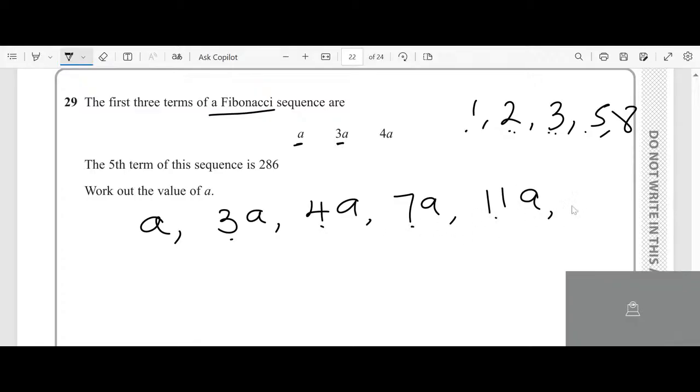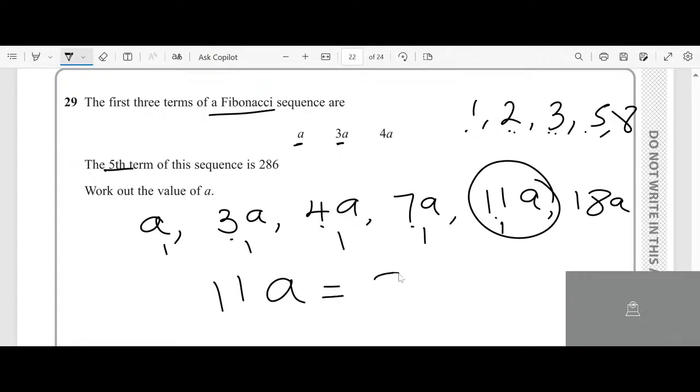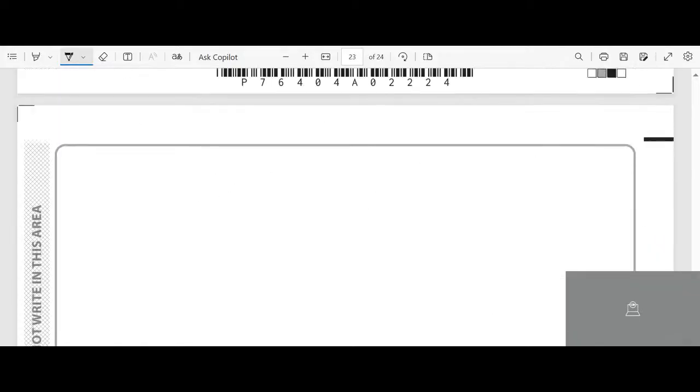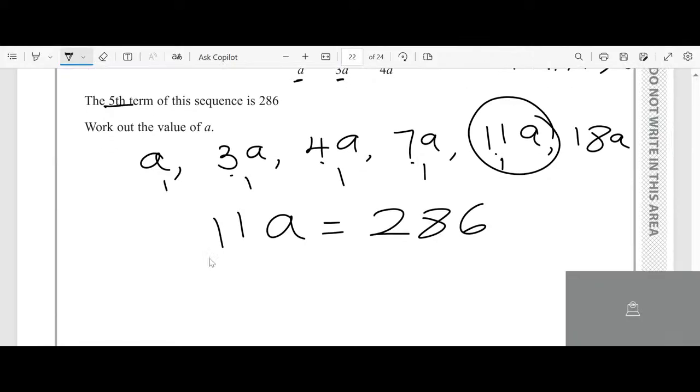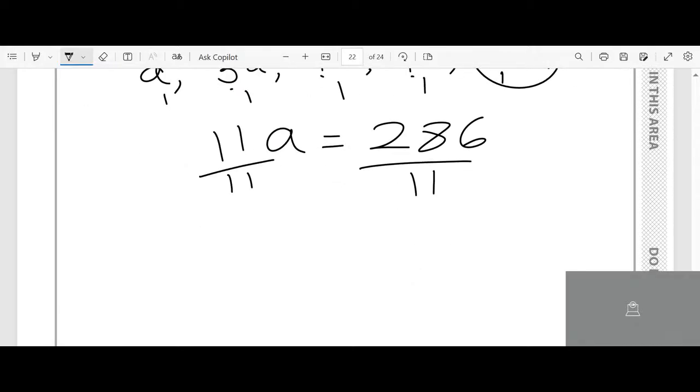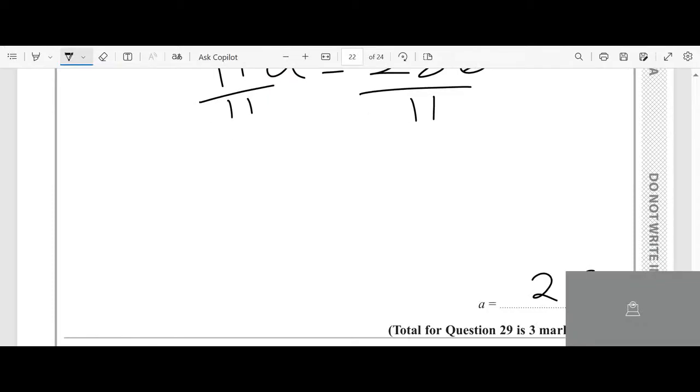The trend continues. 7 plus 11, 18A. So the fifth term, first, second, third, fourth, fifth, the fifth term, 11A, is 286. Work out the value of A. So what do we do there? We divide by 11. Therefore, we'll say 286 divided by 11. So the value of A, which is the first term here, was supposed to be 26.